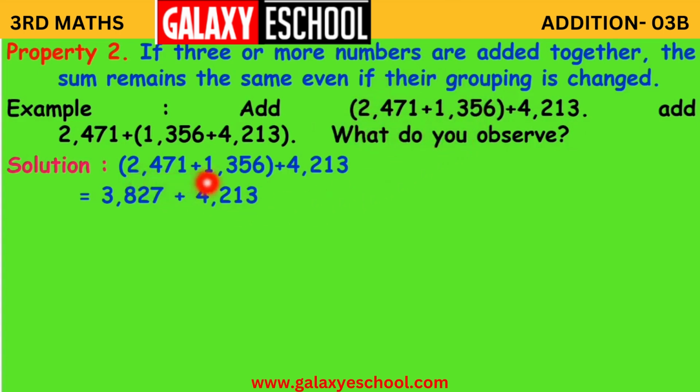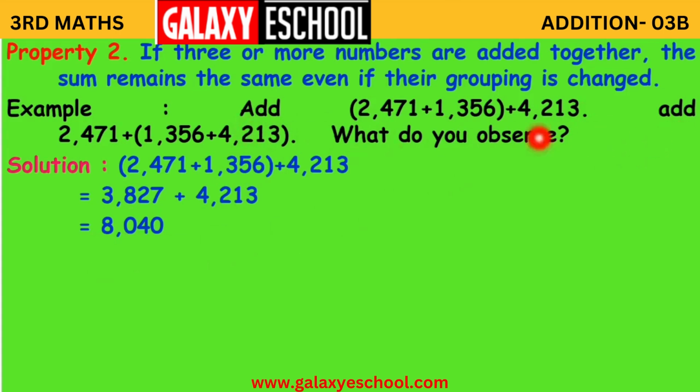Now 2471 plus 1356 becomes 3827. Okay children, becomes 3827. Then we have the addition symbol. Then we have 4213. Yes. Now when we add these two numbers together, the resulting sum is 8040. Yes, this was the first part of the question.